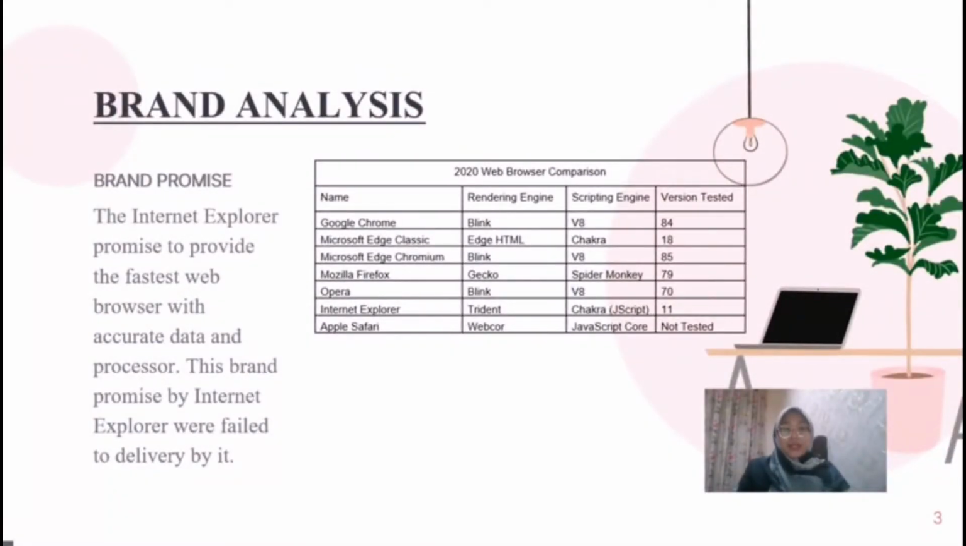To start the brand analysis, we're going to go through the brand promise. Internet Explorer promised to provide a faster web browser with accurate data and processor. This brand promise will fail to be delivered. This is because, based on the statistics of the 2020 web browser comparison, we can see that Internet Explorer was second last among all the other web browsers. Microsoft Edge Classic and also Chromium were excluded from this comparison because both of these were a collaboration with Google and Microsoft.